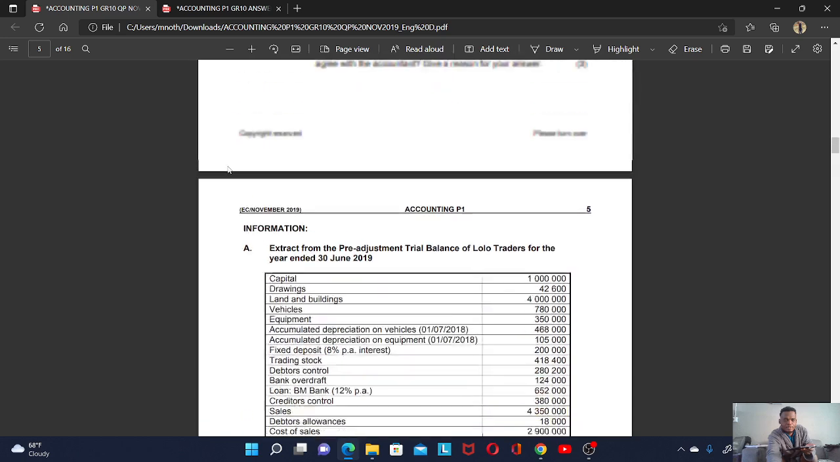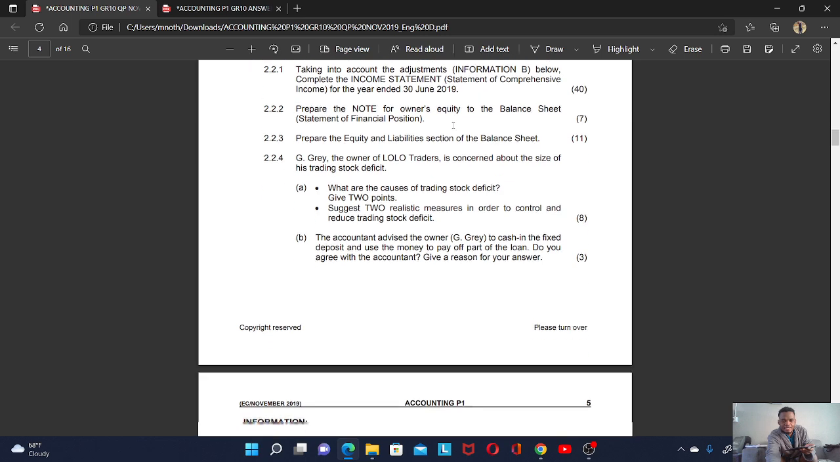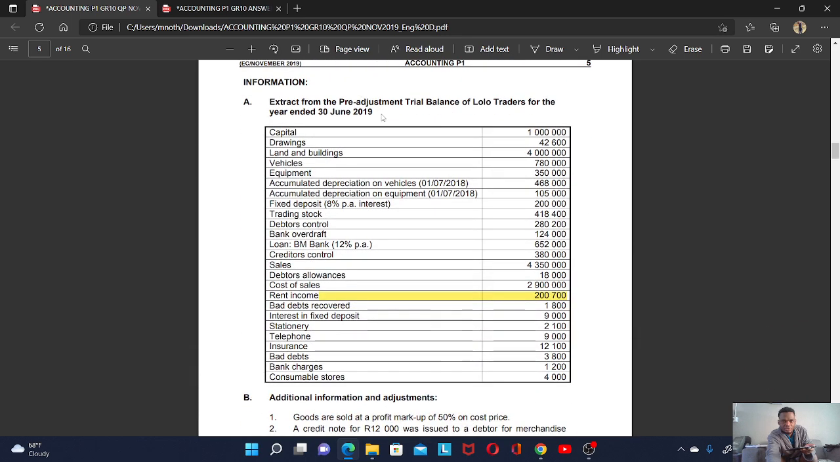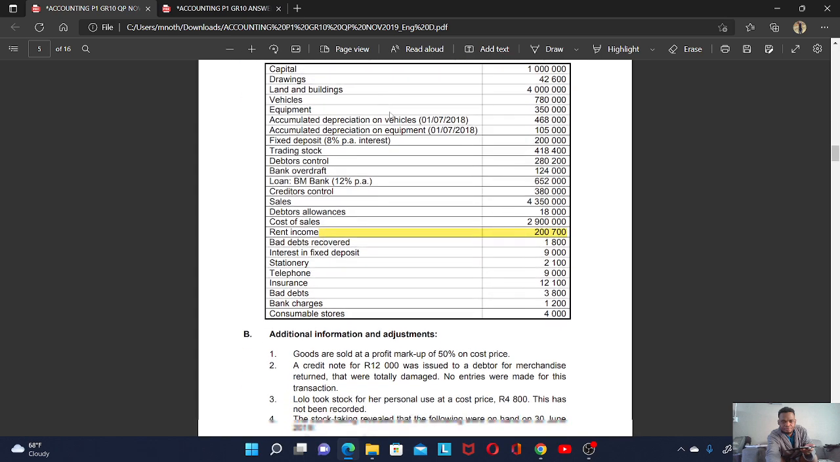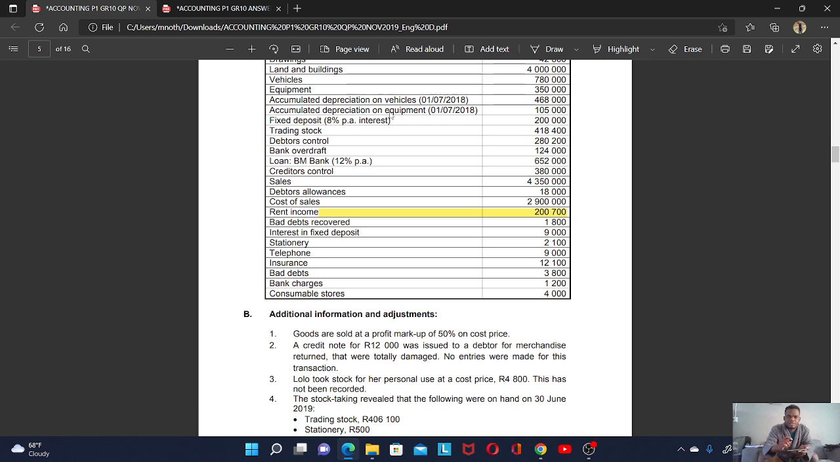Okay, we are told to prepare an income statement, taking into account the adjustment information below, and complete the income statement. We are told that the year end is 30 June 2019. We are given the sales, which are 4,250,000. The cost of sales is 2,100,000.